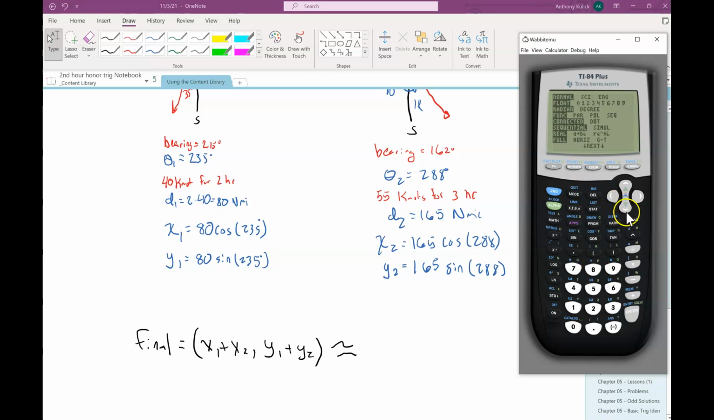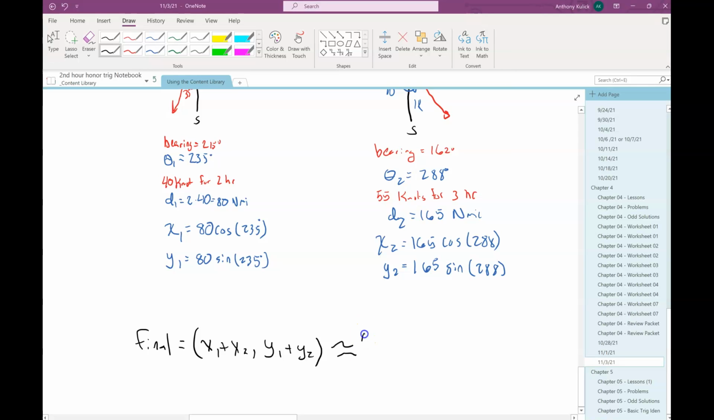So first thing I want to do is change my mode back to degrees, because we're talking about things in angle or in degrees, since our angles are in degrees rather than radians. So I'm going to do 80 cosine 235 plus 165 cosine 288. So I get 510 and change for the horizontal component. And then if I do the same thing with sines rather than cosines, I get negative 22246 as my vertical component.